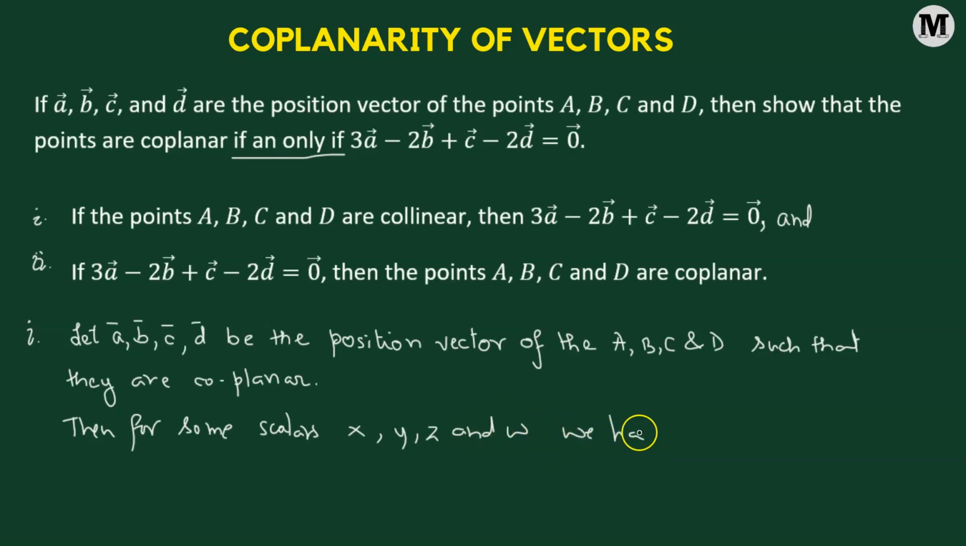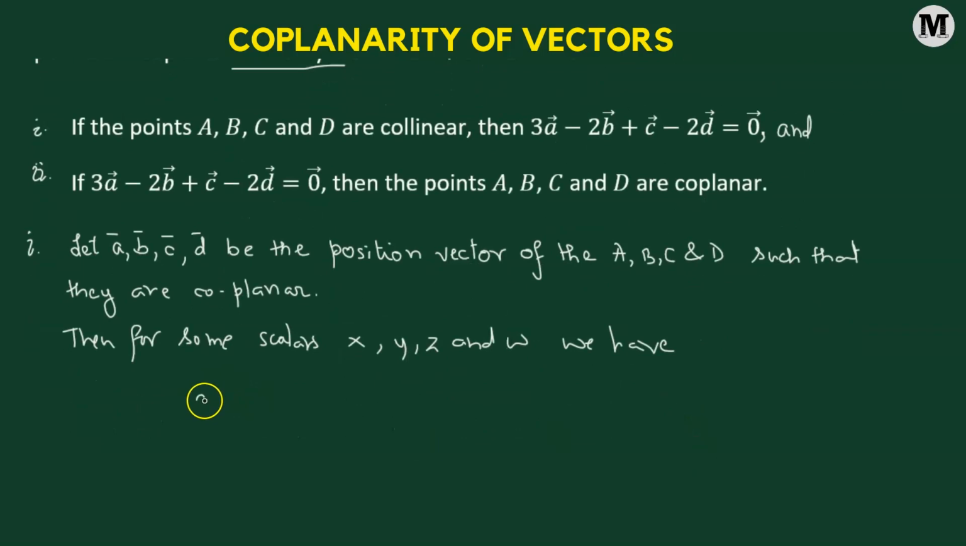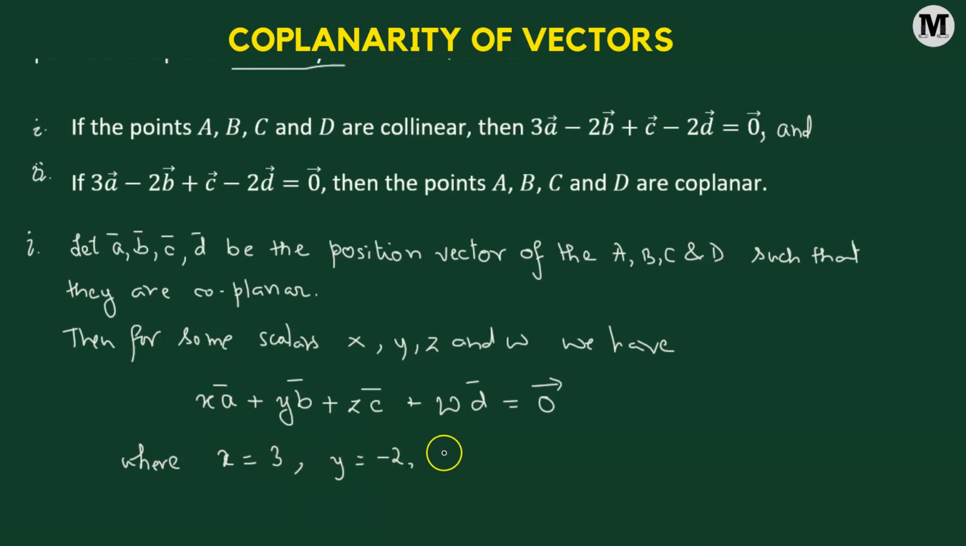We have the condition that if the points are coplanar, then we can make a combination x times a vector plus y times b vector plus z times c vector plus w times d vector. This must be equal to the null vector 0, where we have to choose x, y, z, and w such that x corresponds to the value 3, y corresponds to the value -2, z corresponds to the value +1, and w corresponds to the value -2. The choice of the scalar values has to be very specific here. They must be non-zero, and when we take the sum x plus y plus z plus w, they must add up to 0.